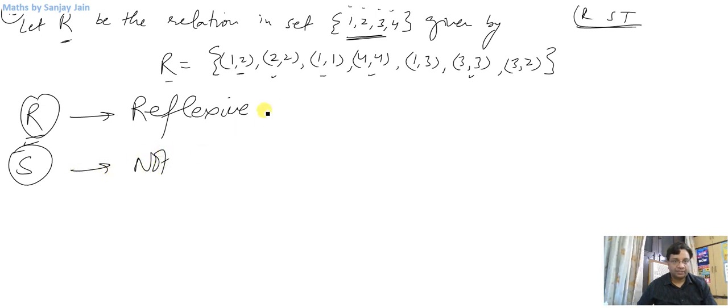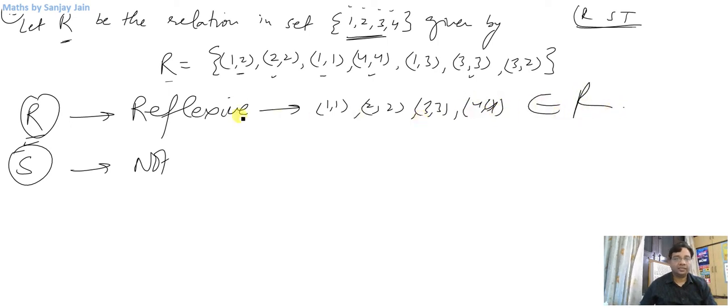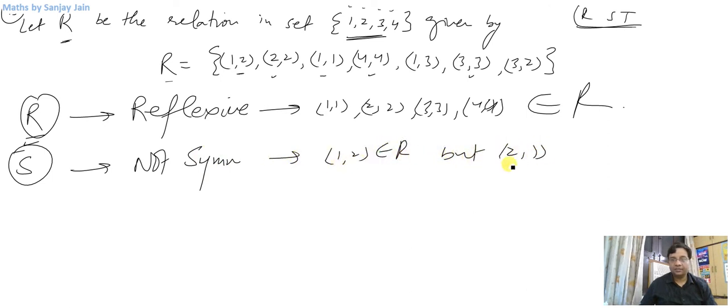Should I give the reason? It is reflexive because all doublets are present: 1 1, 2 2, 3 3, 4 4. All of these are present in this relation R, hence it is reflexive. Not symmetric. The reason is 1 2 is present, but 2 1 is not present. So it is not symmetric. What about transitivity?